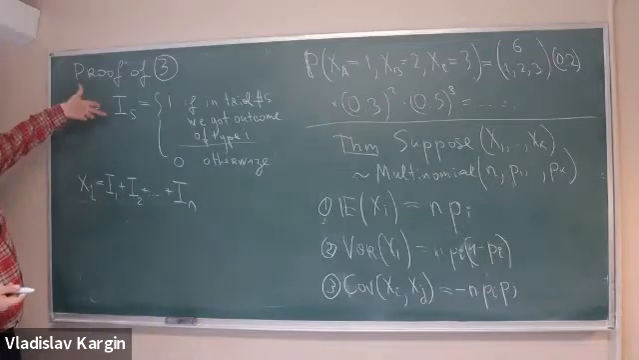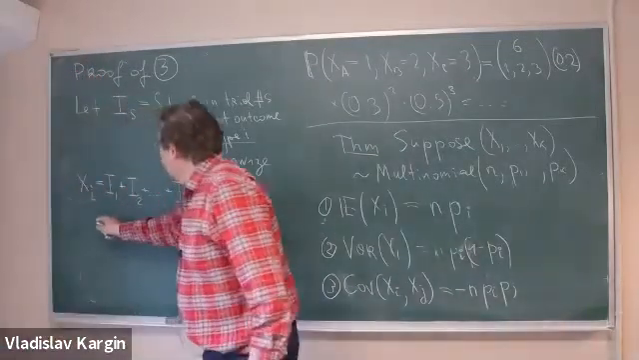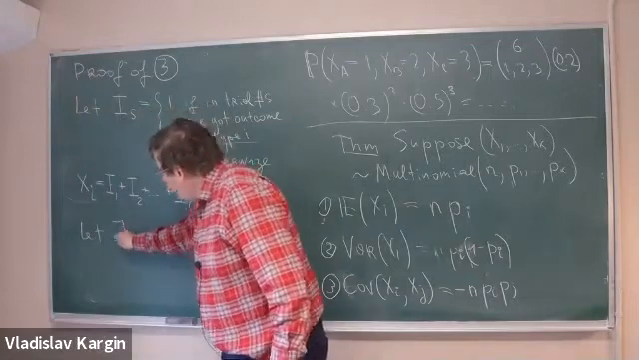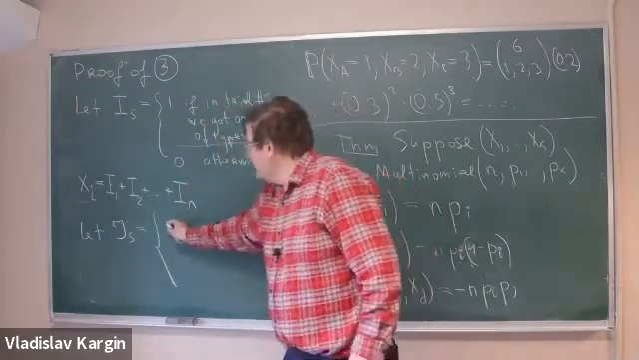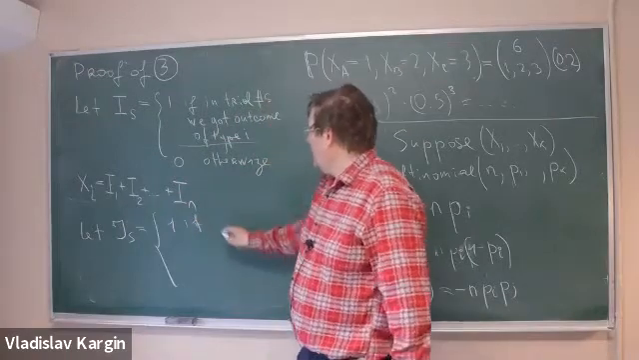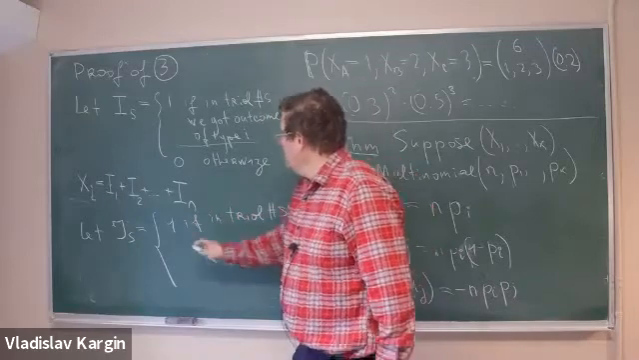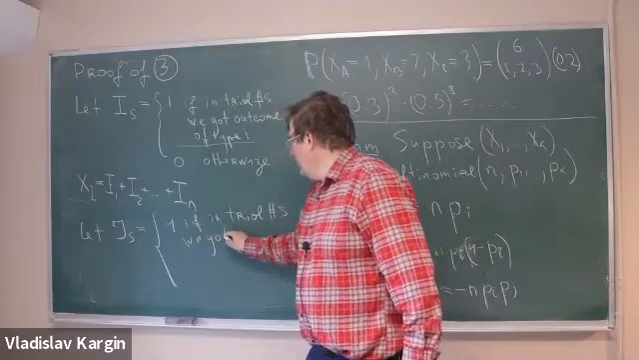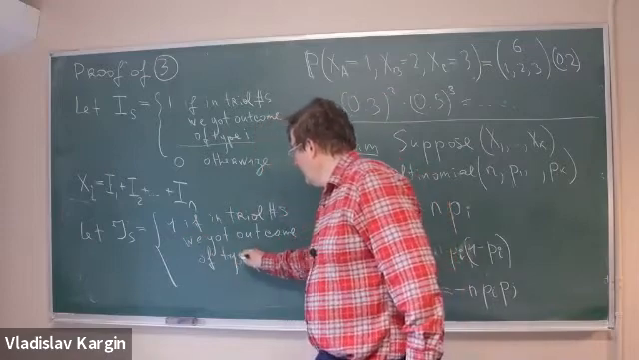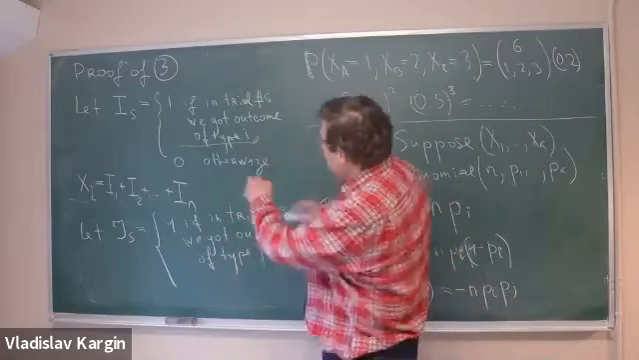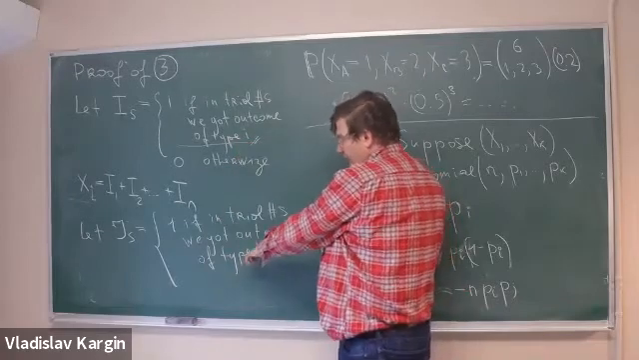The only difference here is that we also define another one, for the outcome of type J. So let J_S be another one, and it will be exactly the same as here. It's equal to 1 if in trial number S we got an outcome of type J. The only difference is that this one is equal to 1 if we got an outcome of type I, and here it's equal to 1 if we got an outcome of type J.